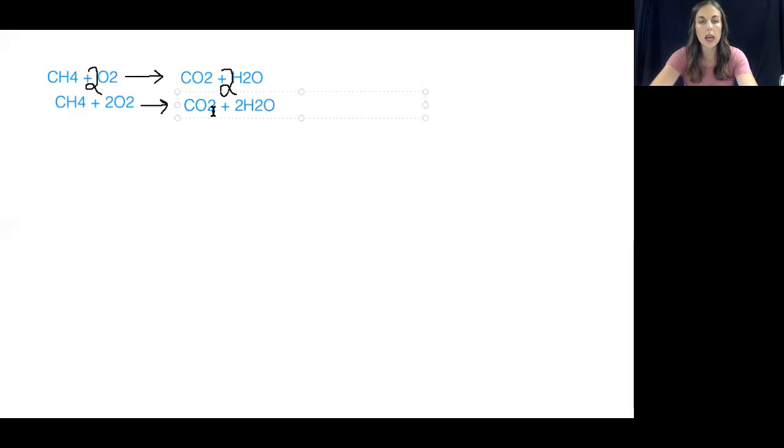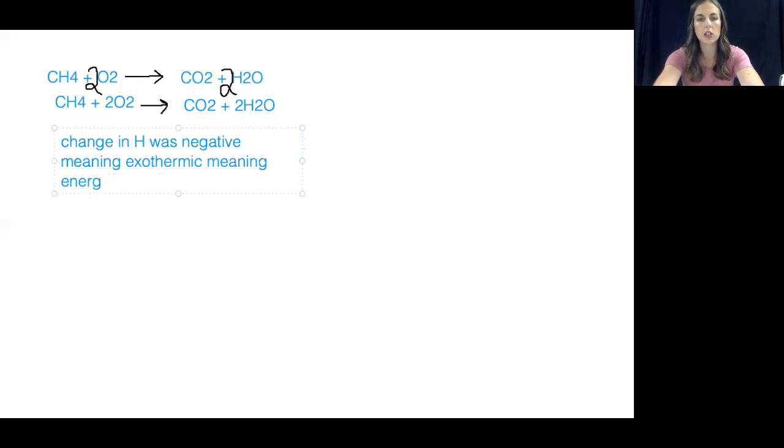And according to the example, our change in enthalpy was negative. So this means the reaction is exothermic. I'm going to type this out. So change in enthalpy was negative, which means exothermic, which means energy is a product. Our products are on the right side of our chemical equation.